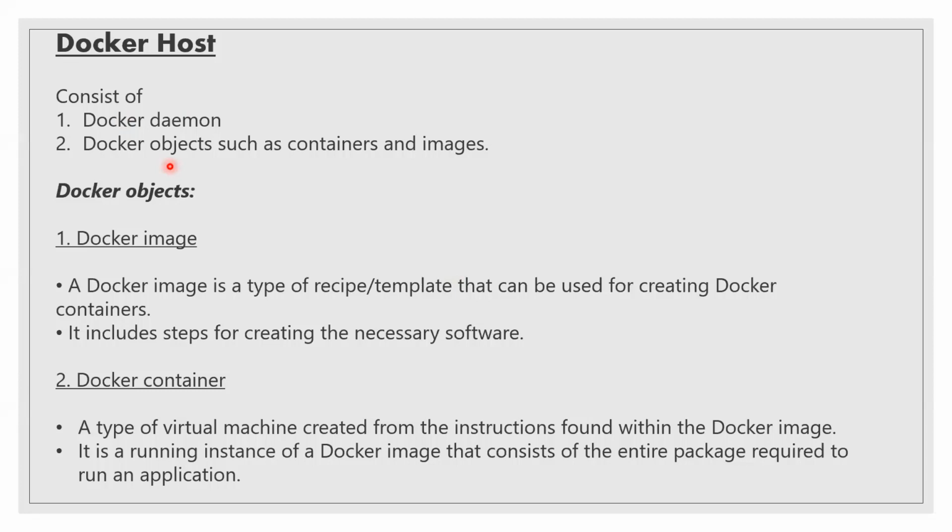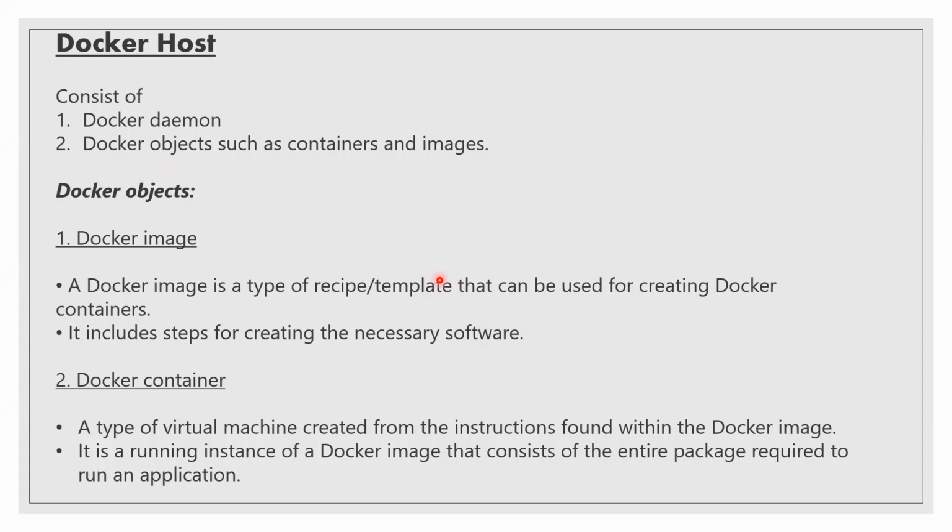For example, it has to have the base image, it has to run this particular command, it has to copy from these. All these things would be there in a Docker image. It includes steps for creating the necessary software. A Docker image is a type of recipe template that can be used to create Docker containers. So what is a Docker container now?